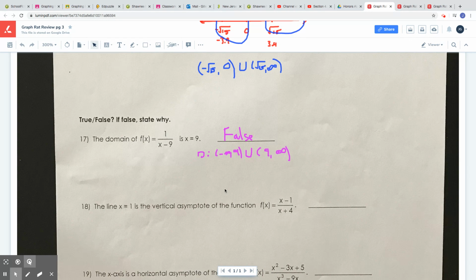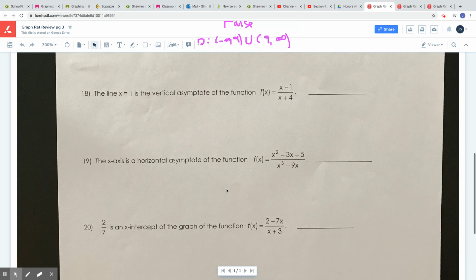And then the last one, 19: the x-axis is a horizontal asymptote of the function f of x equals x squared minus 3x plus 5 over x cubed minus 9x. Horizontal asymptote you get by looking at the degree. So here it's 2, on the bottom it's 3. Whenever it's larger on the bottom, we have a horizontal asymptote of y equals 0. Y equals 0 is the x-axis. So this is true.